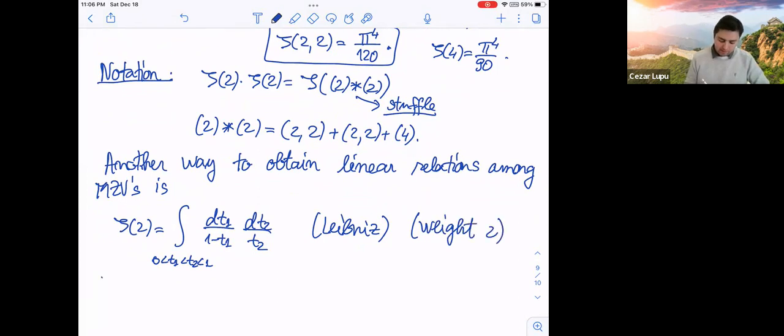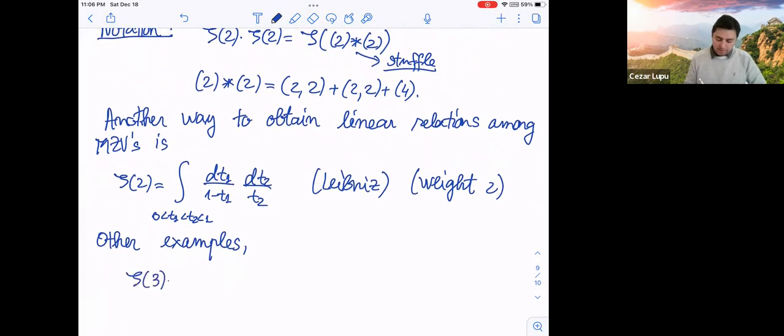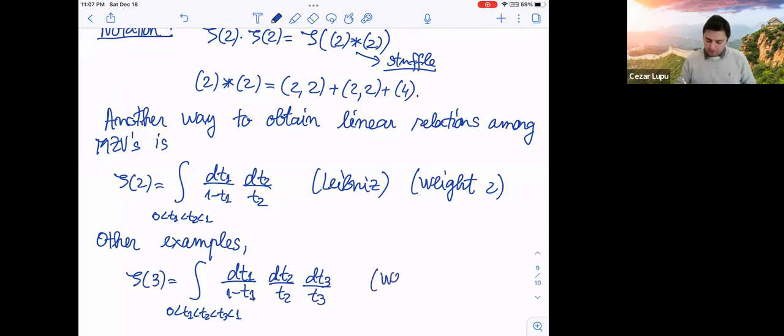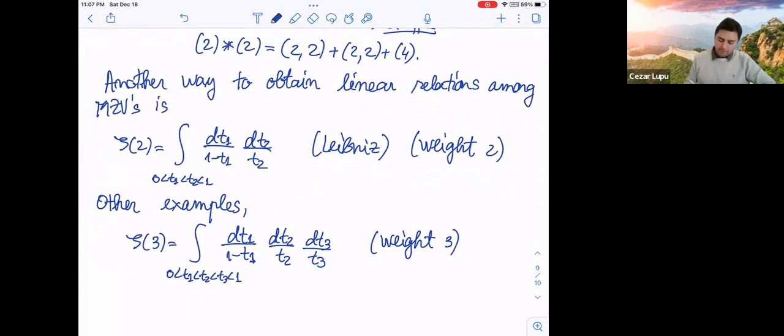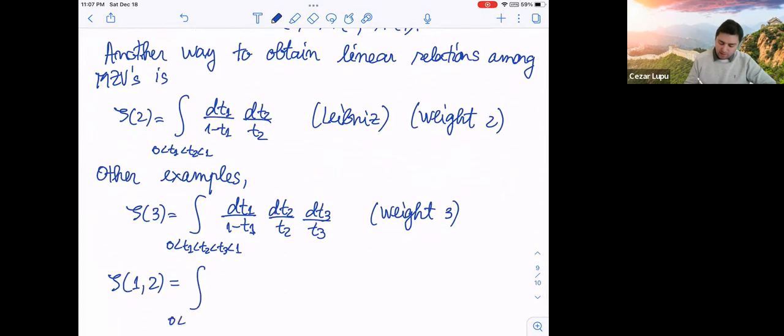Let me just give you other examples. Let me go to weight 3. Let's express zeta of 3. So we'll have this iterated integral over dt1 over 1 minus t. This can be proven again using geometric series arguments. So this is in weight 3. And in fact, let me write another one, a double zeta value, zeta of 1, 2. Again, this will be in weight 3.